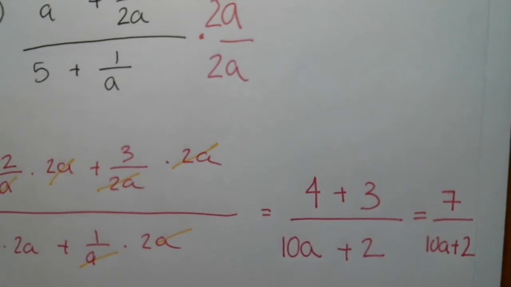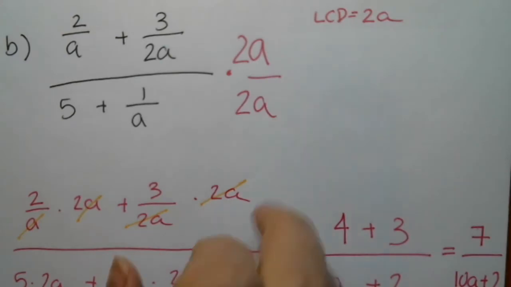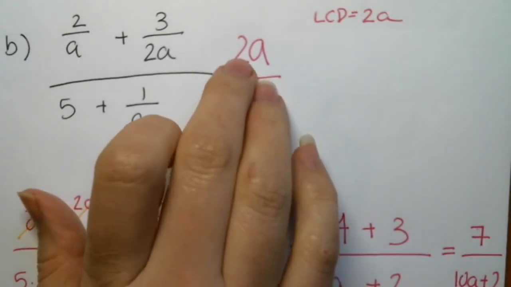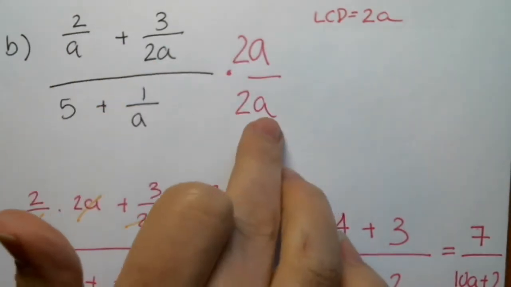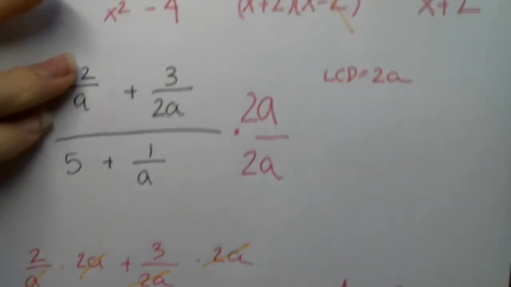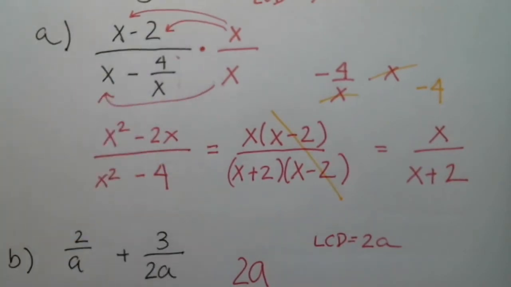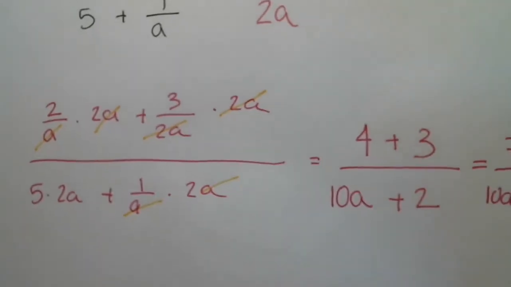Okay, that would be my final answer. Now sometimes students are wondering, how did I get all these little 2a's? That's from distributing this 2a to each term in the numerator and each term in the denominator, just like we did up here. I just decided to write it out so that we can really see how things are canceling here. All right, let's see another example.